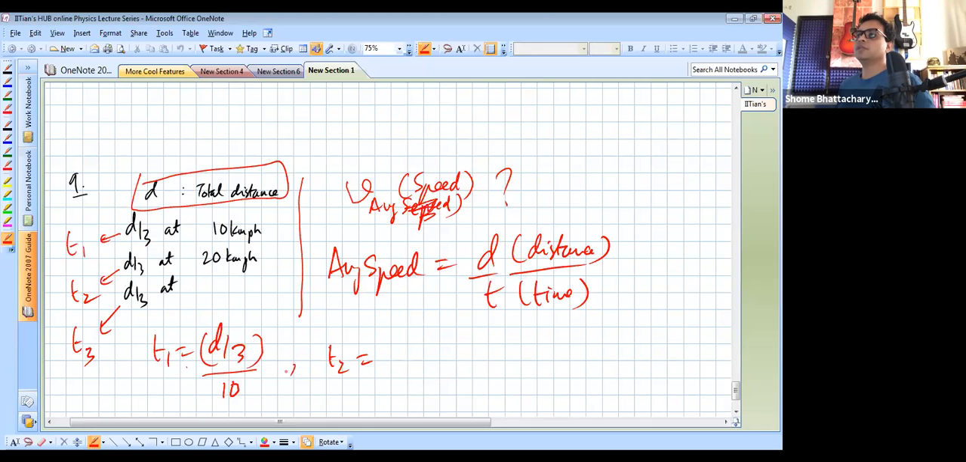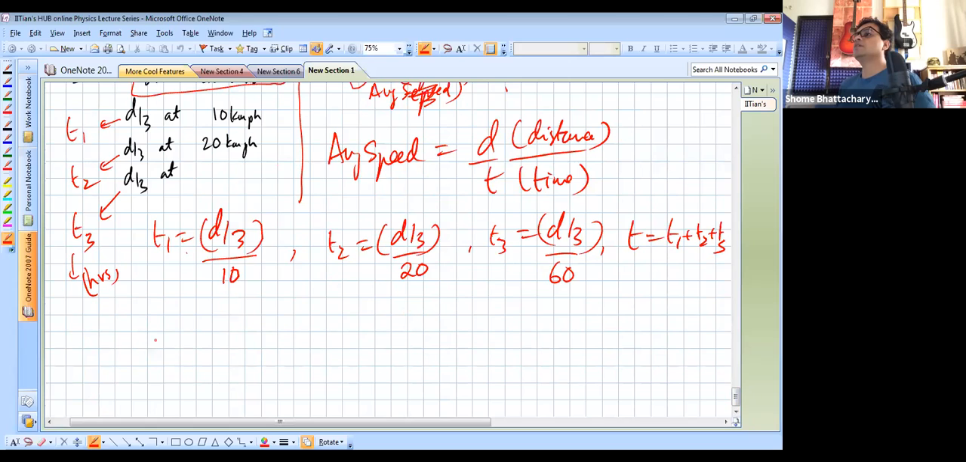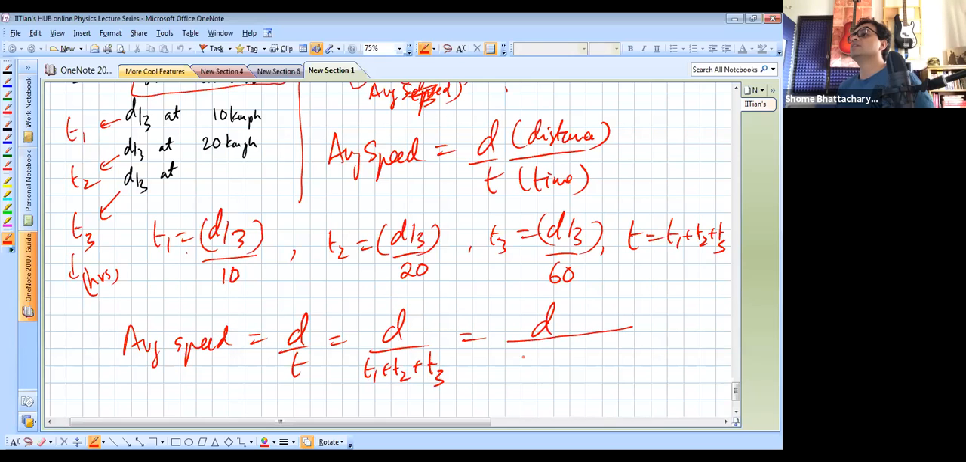Just assume the distance is in kilometers. Okay, so this time that we are getting is in hours. T2 is similarly d by 3 divided by 20. And similarly T3 is d by 3 divided by 60. And what about the total time? It is just T1 plus T2 plus T3. So now we will just make use of this. Okay. So the average speed is the total distance divided by the total time. So that is d divided by T1 plus T2 plus T3. So interestingly, though I don't know the total distance, I will not need it. It will cancel out. Because as you can see, you can take this common over here. This is 1 by 20. Is it? Or 1 by 10, sorry.